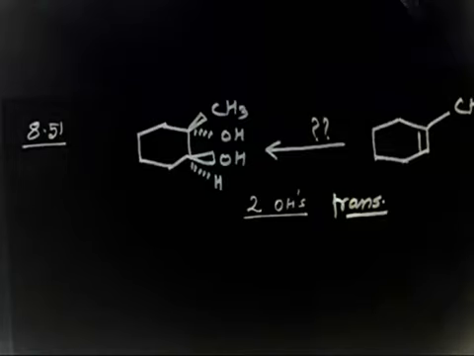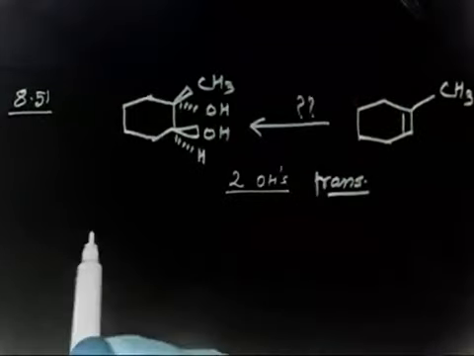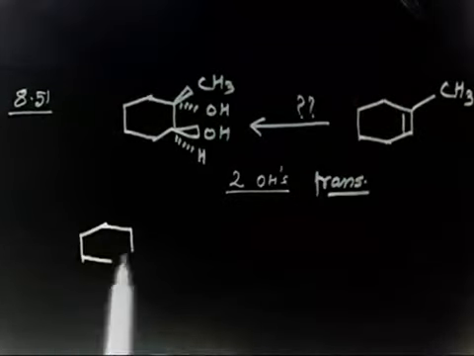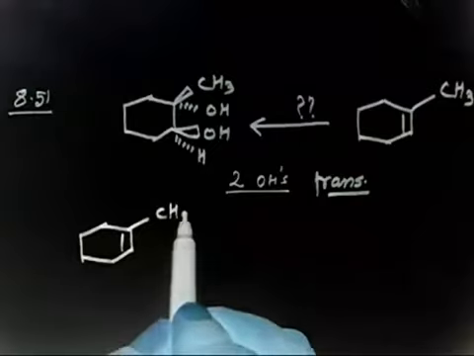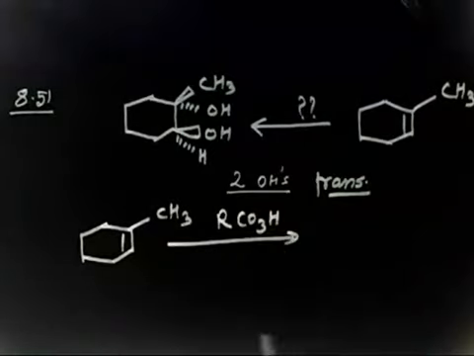So how will you proceed? Now KMnO4, if you use, the addition is syn. So we cannot use KMnO4. What can we use? Now we can use peroxide, because in the case of peroxide, ring opening is always anti-fashion. So you can take this compound and then treat with RCO3H, that is per acid.